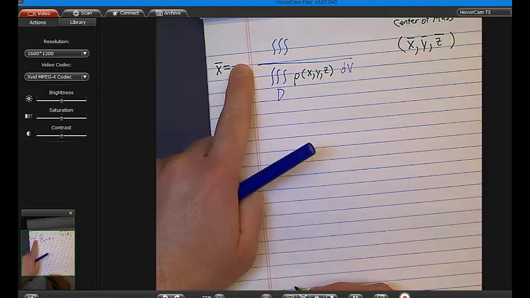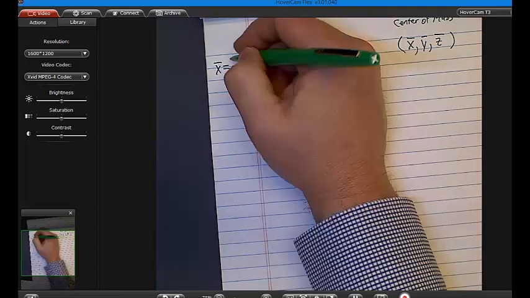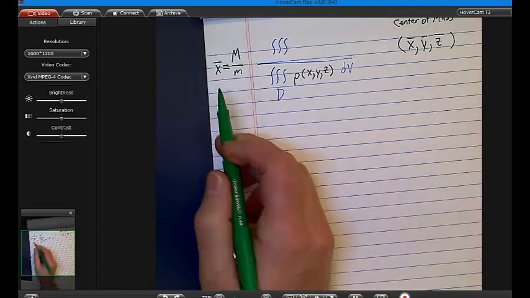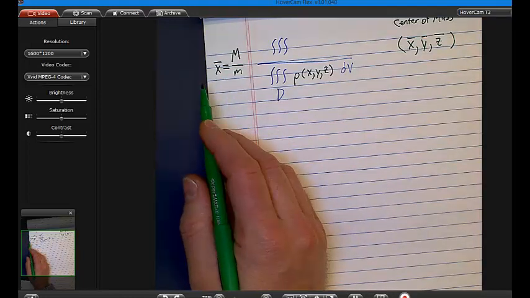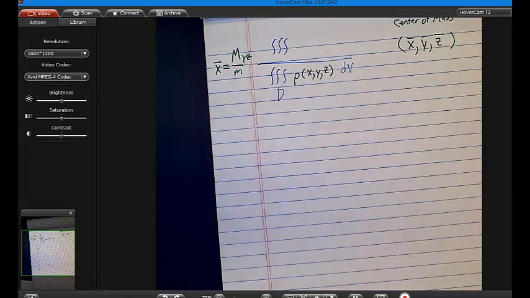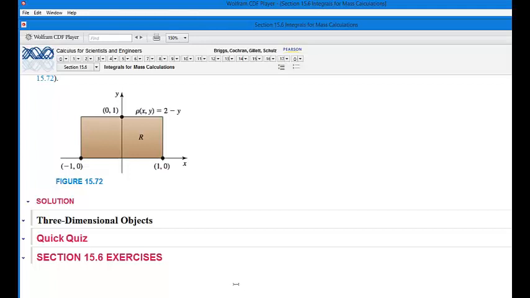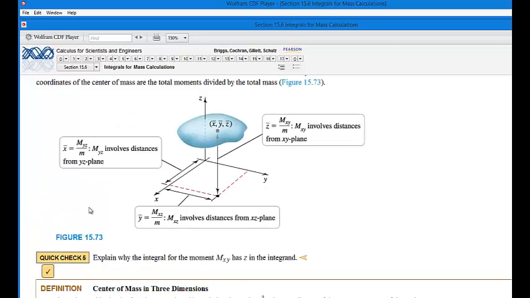In the numerator, we had what we called a moment. But in 3 dimensions, if you're trying to find x bar, it's going to be the moment, the balance, if you want, across the YZ plane. You'll see this written, right? I think, well, that's what I would do. Let's see what your book does for notation. They're showing MYZ. X bar is MYZ. Yeah, that's what I would do. Distances from the YZ plane.